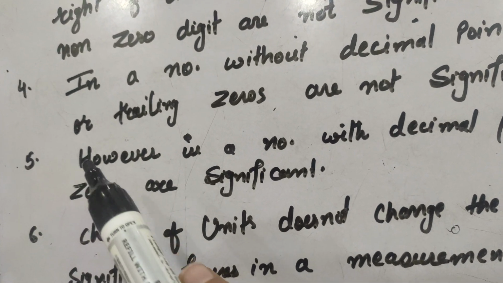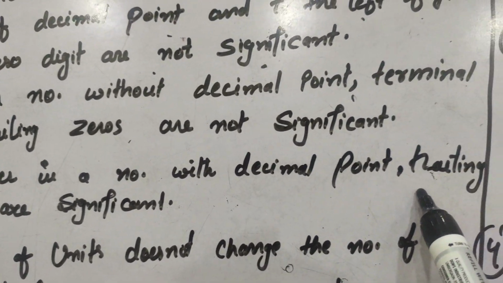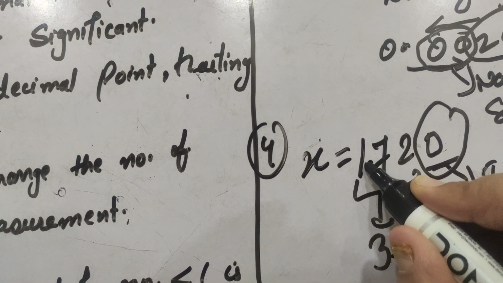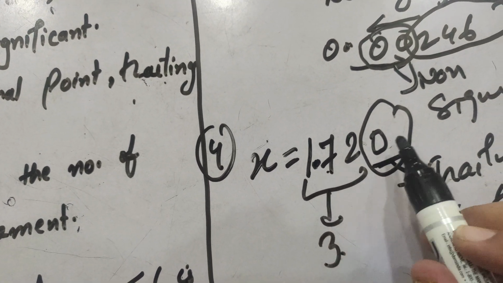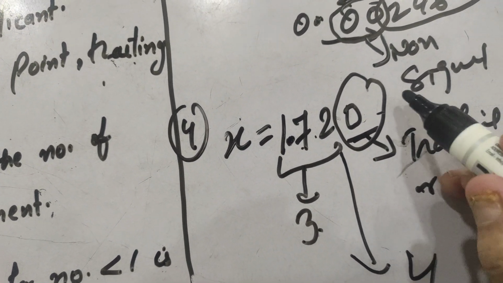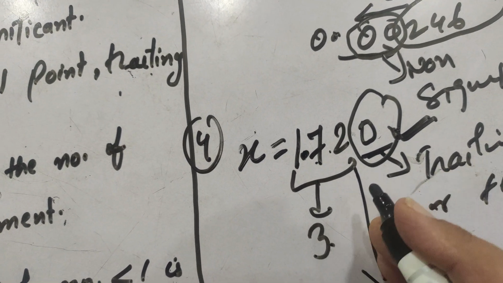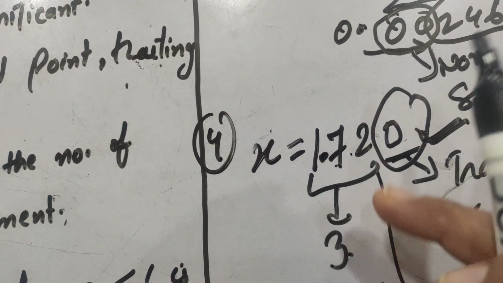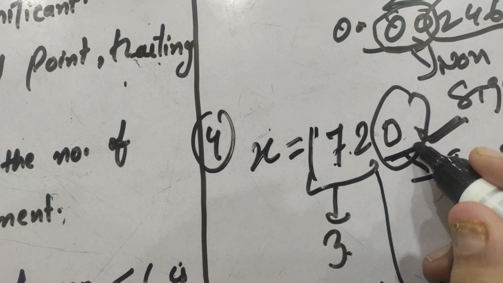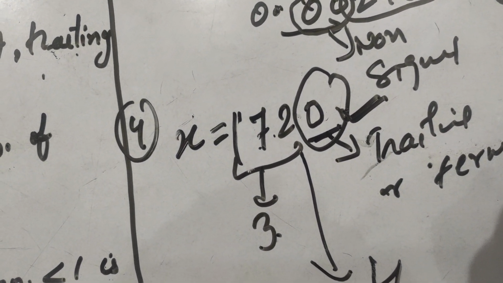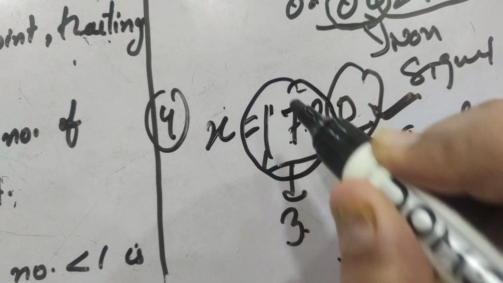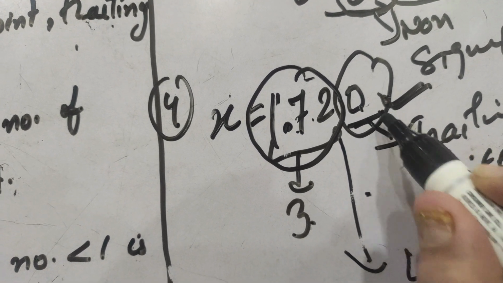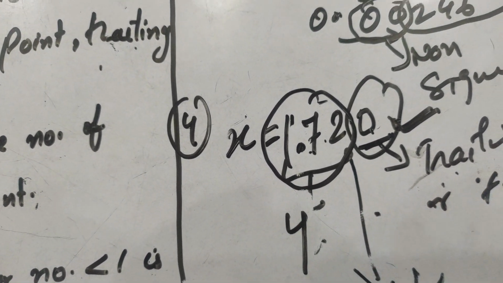Next, however, in a number with a decimal point, the trailing zeros are significant. If I put a decimal point here, in this case the number of significant figures will become 4, because this trailing or terminal 0 will be considered significant. So if there is no decimal point, this trailing 0 will not be considered significant, and the total number of significant figures is 3. But if it has a decimal point, this 0 will be considered significant, and the total number of significant figures is 4.